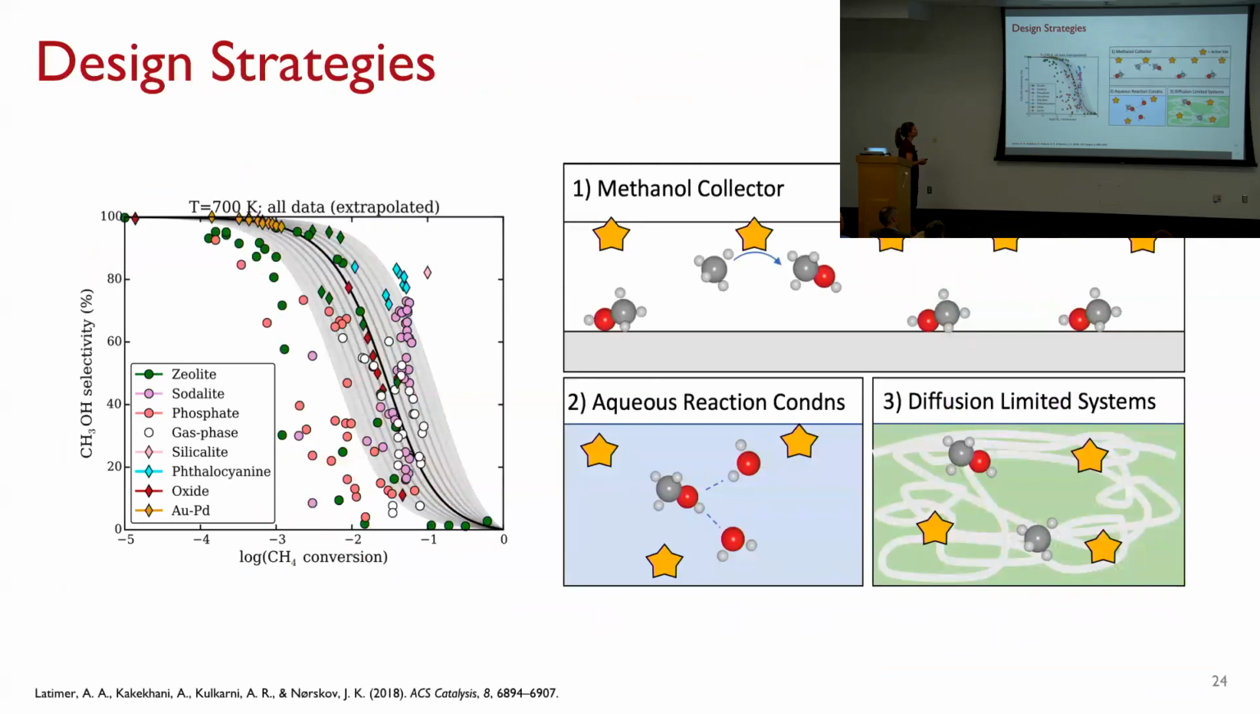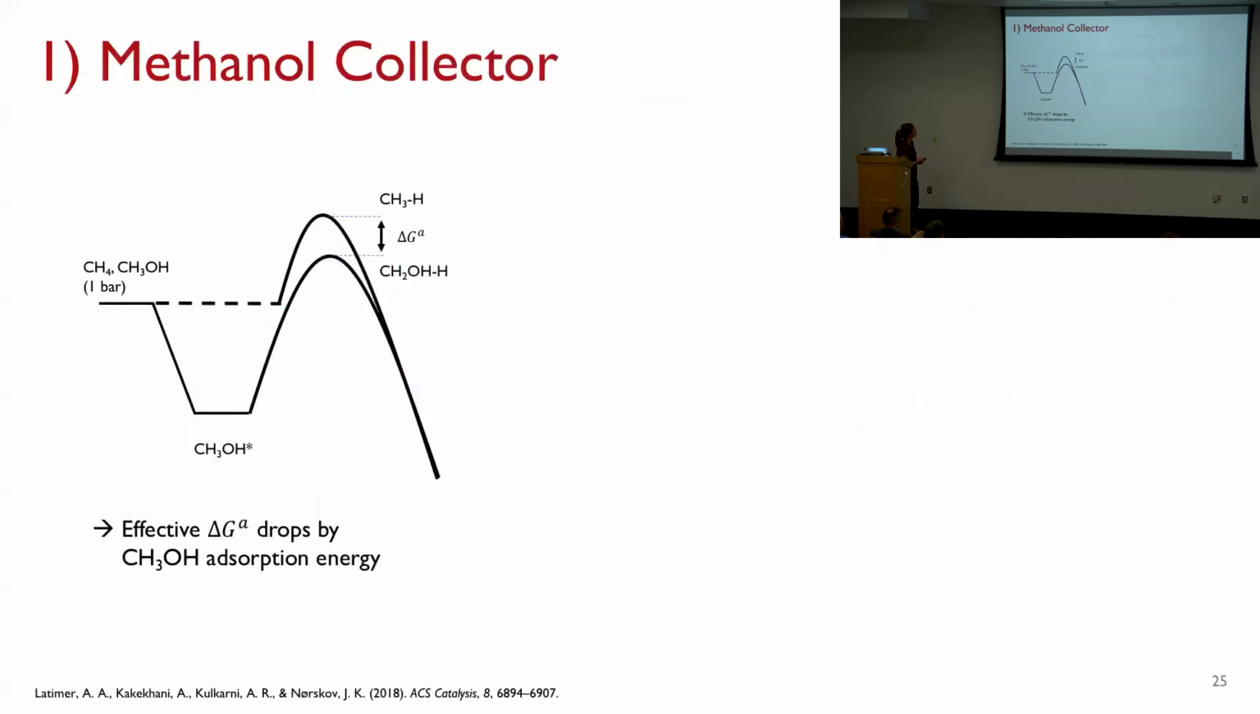Okay, so from this, we propose a couple of design strategies for circumventing or for living with this selectivity conversion limit that we've identified. The first is that of a methanol collector. Here we have our delta GA, it's fixed. We can't do anything about that. There's a difference in the methane and methanol activation energies that seems to be unchangeable. But we can affect the initial state. So here, you can imagine having a material that binds methanol very strongly and pulls the initial state of methanol down into a thermodynamic well, but that leaves methane unaffected. Now your delta GA drops by this methanol absorption energy, by this difference in energy here.